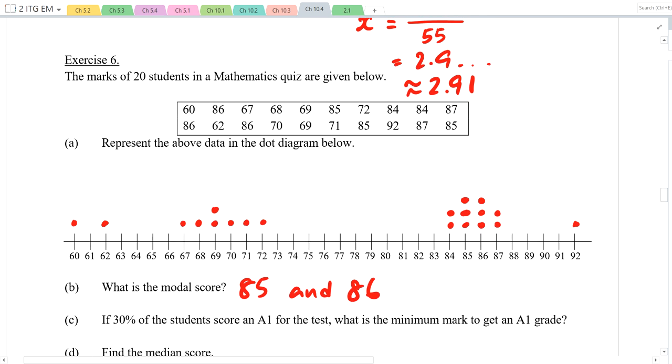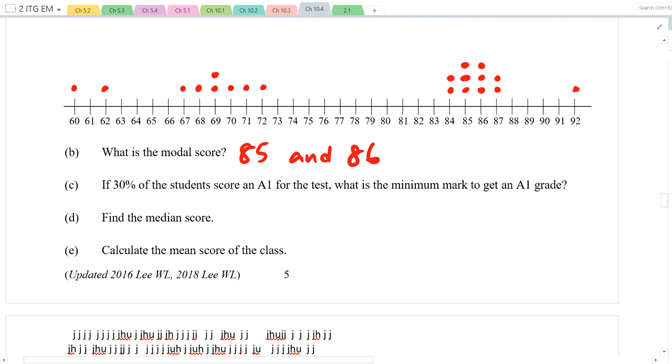Okay, so this is for exercise 6. 86 marks. You all get that? Okay, median score 84. You all get that? 84.5. How do you find the median?